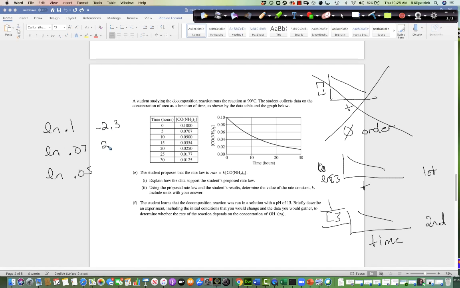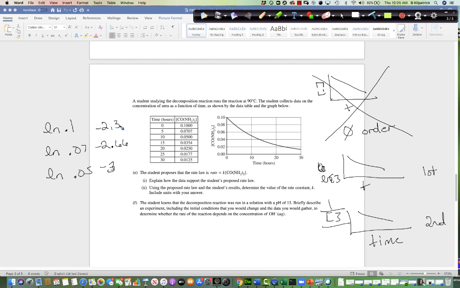This is negative 2.66 roughly. And then this is going to be negative 3 roughly. Like, they're pretty close. So I'm noticing, okay, it goes up by 0.33 every time. So if I continue to do that, I could graph it with my graphing calculator and get a straight line, and then I would know, okay, it's first order.